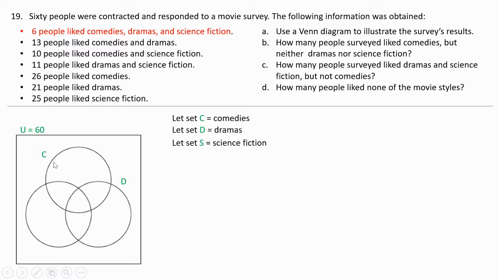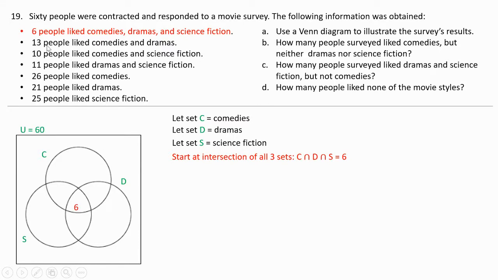Okay? Hey guys, you always start where they all three intersect. So we all start here. That's why I put it in red. So this is where you start. 6 people like comedies, dramas, and science fiction. So where they all intersect is right here. So it's equal to 6. So that's 6 right there.